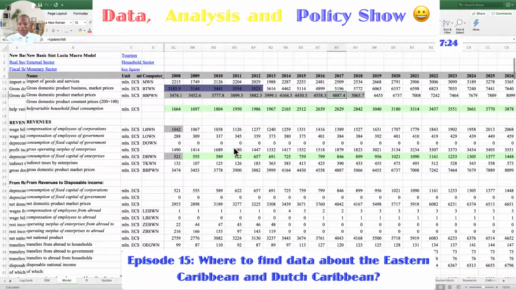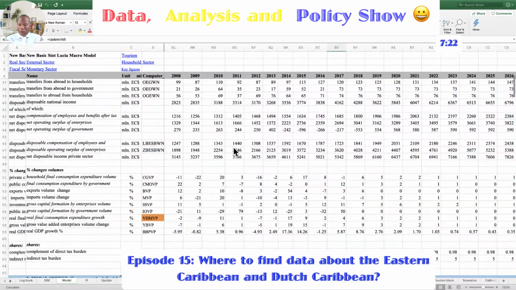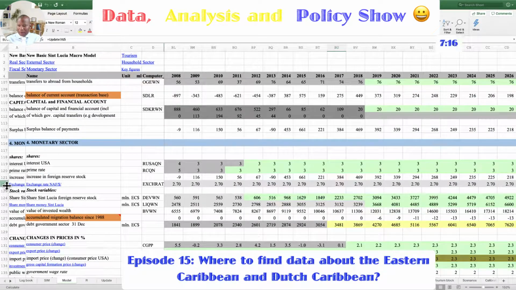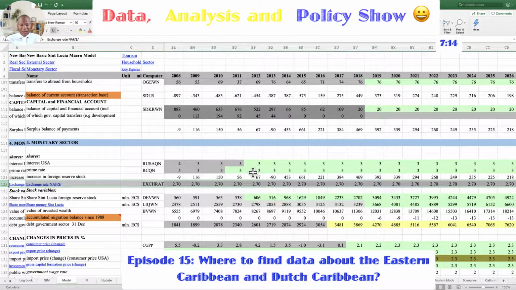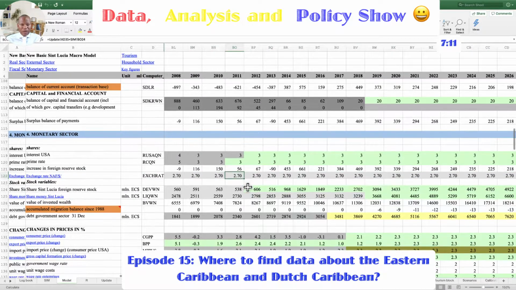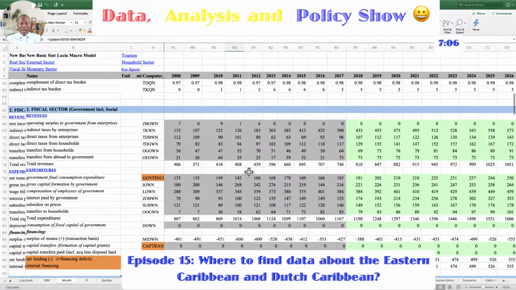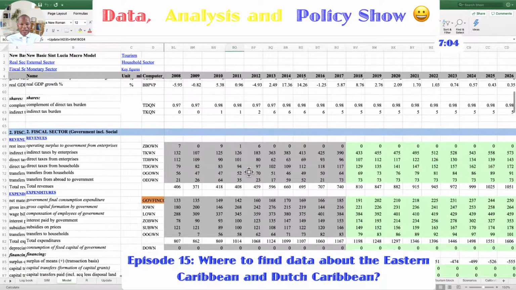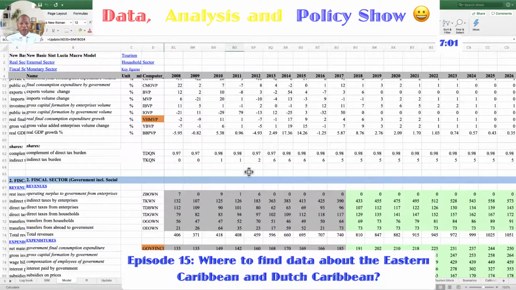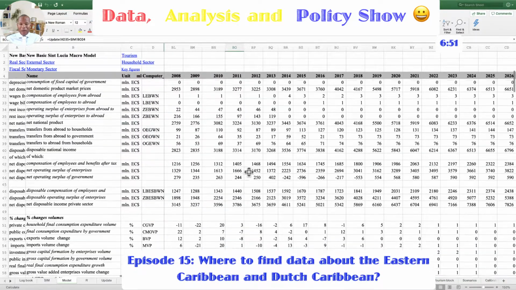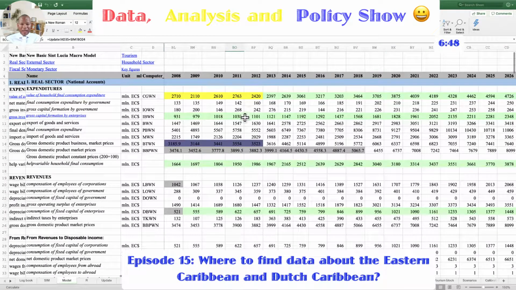But now, what is the currency? What kind of exchange rate do we have? So we have to go to 122. That's the exchange rate, and the exchange rate is 2.7. You see? It is $1, you get 2.7 Eastern Caribbean dollars in St. Lucia, and in Curacao, $1 gets you 1.79. So the exchange rate in Curacao is stronger than St. Lucia.